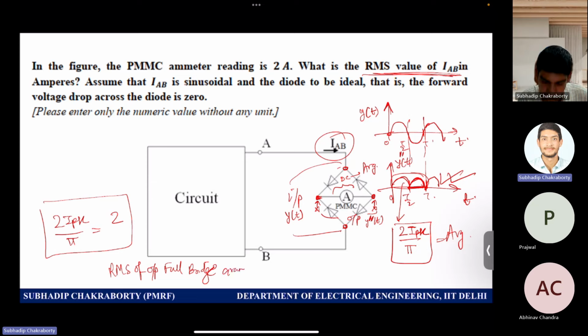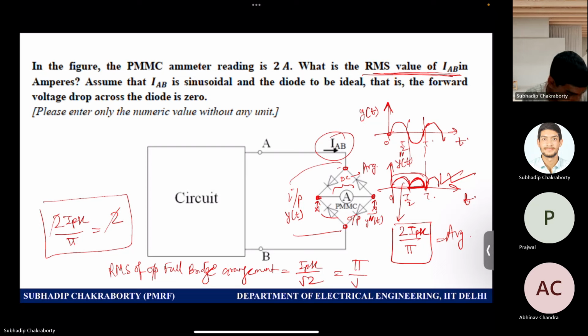Yes. Because you are squaring the signal and then doing the full mean of the time period and then taking the root. So both will be same. So RMS of output of full bridge arrangement, what it is? I peak by root 2. So what is I peak by root 2? Calculate. I peak is pi. This pi by root 2. Consider the diodes to be ideal. I hope this is clear, right?